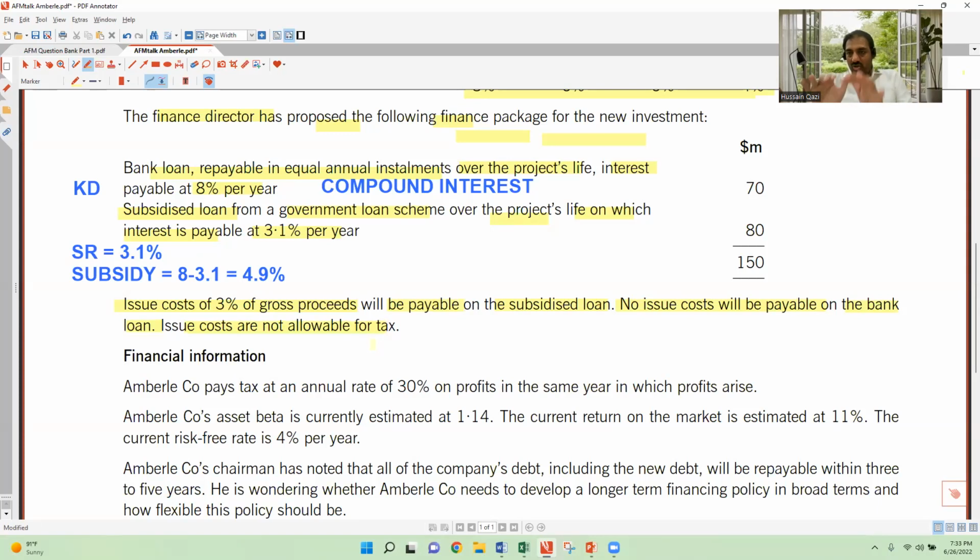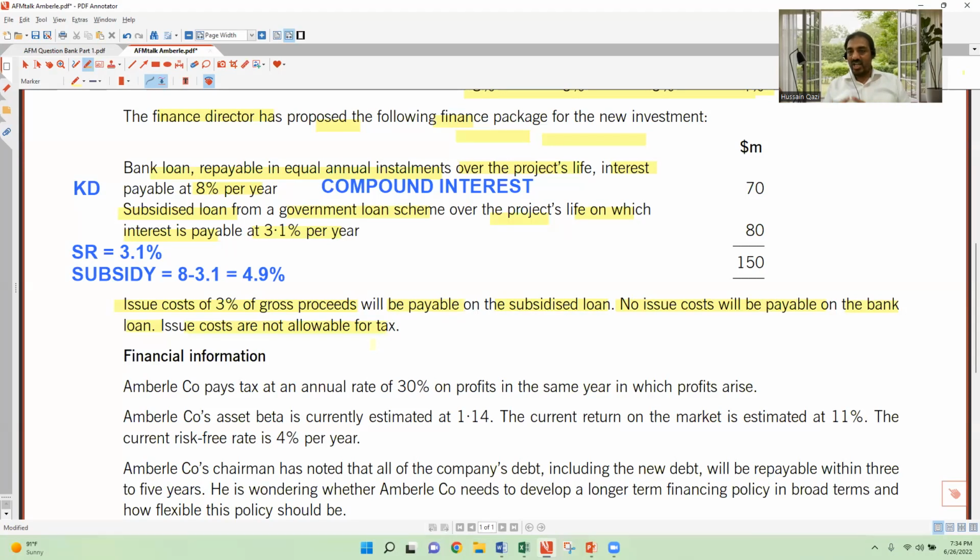So number one, the project is funded by 100% debt finance. Number two, the debt finance of 150 million is split into two parts. 70 million is arranged as a normal loan at 8% KD, and the remaining 80 million from the government subsidized loan at 3.1%. And the issue cost is 3% of the gross proceeds, related to the subsidized loan only.